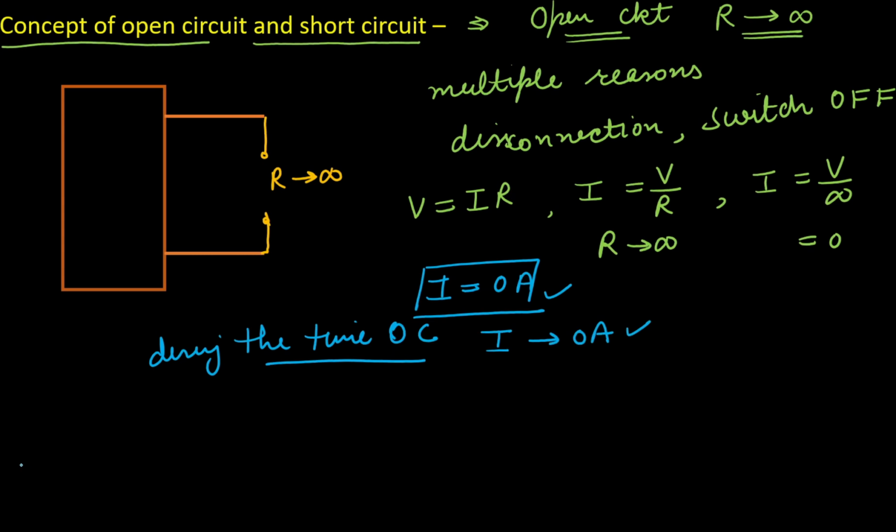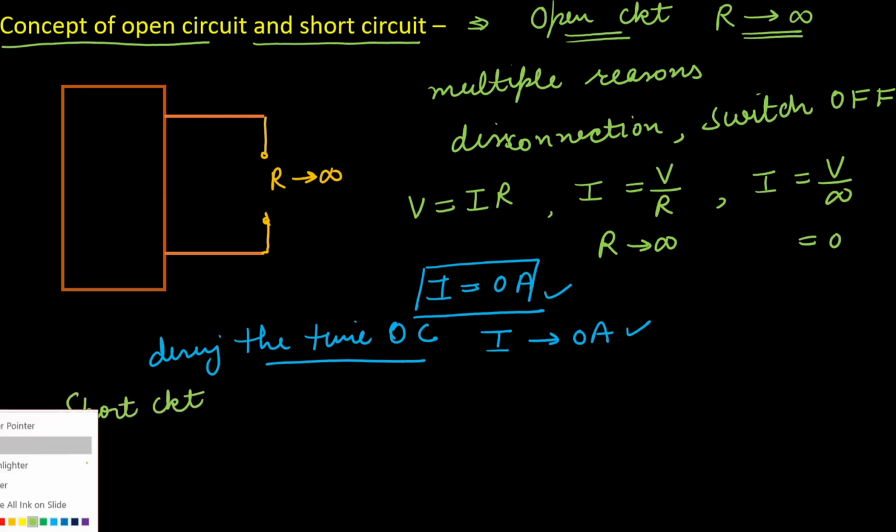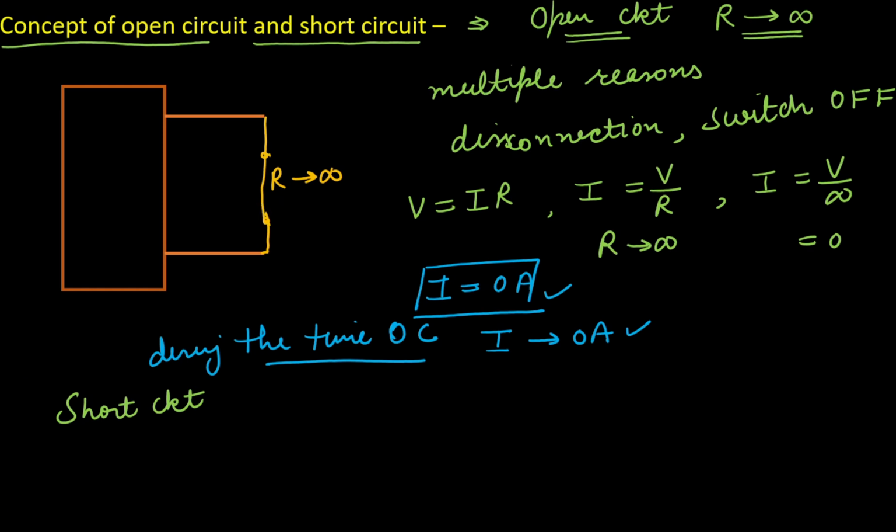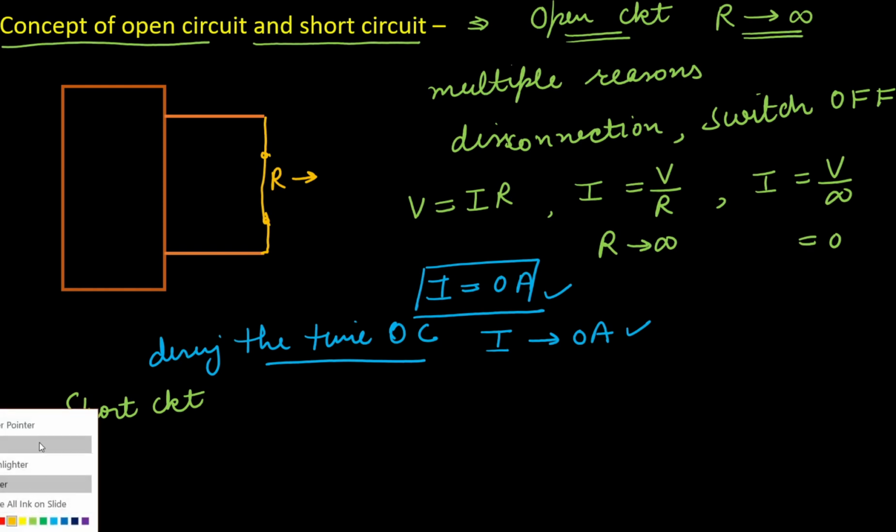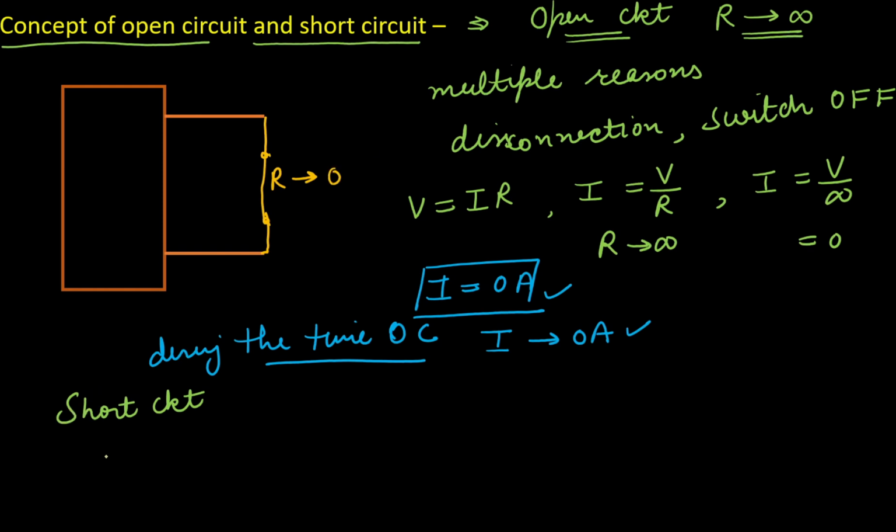The next one we have is the short circuit. In case of short circuit, the resistance of that particular circuit element approaches 0. It can also happen due to multiple reasons, for example faults in that particular network, or wrong connections of wire.